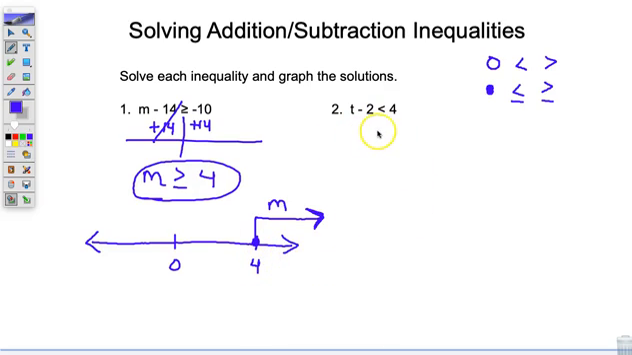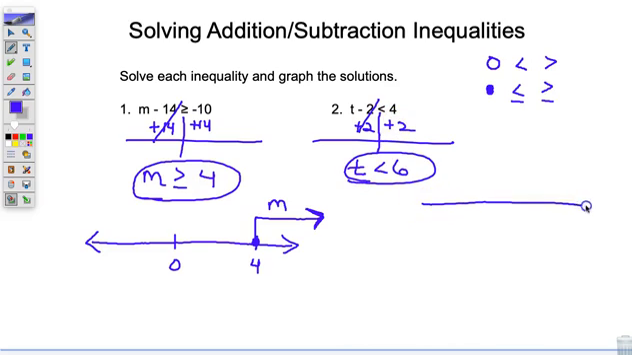Let's do the second one. I can already tell that I'll be using an open circle in my graph because of this sign. Let's add 2 to both sides. So here's that line if you care to draw it. This is 0. Bring down t is less than 4 plus 2 is 6. So I'm going to circle that. I'm also going to provide the graph that goes along with it. Always show where 0 is located. And then this is going to be +6 somewhere down here.